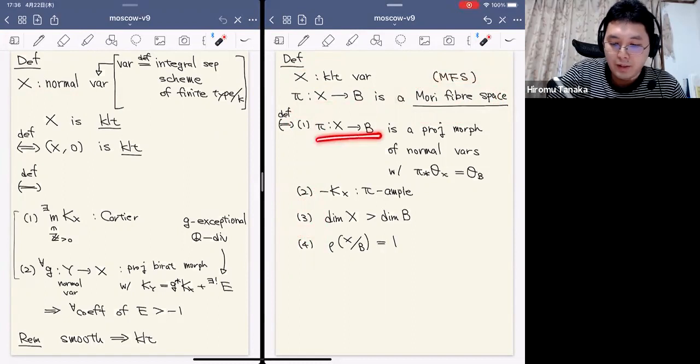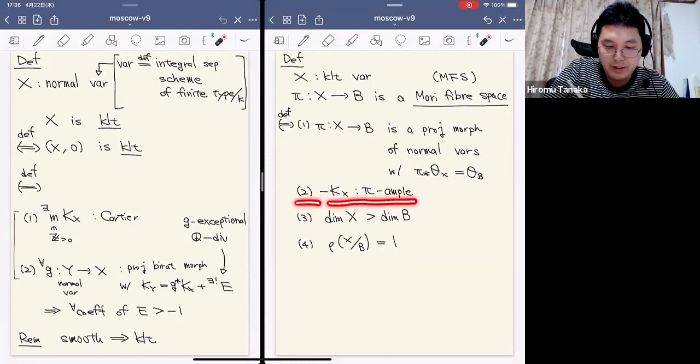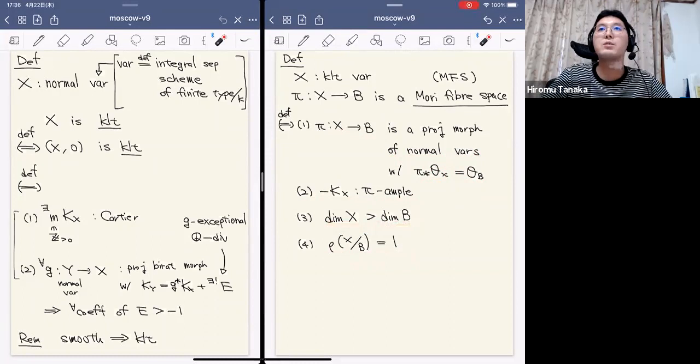First, this morphism is assumed to be a projective morphism, and both of them are normal varieties. And we assume that the push forward of O_X is equal to O_B. The push forward of the structure sheaf is the structure sheaf. The second assumption: minus K_X is relatively ample, and the dimension strictly drops, and the relative Picard number is equal to 1.